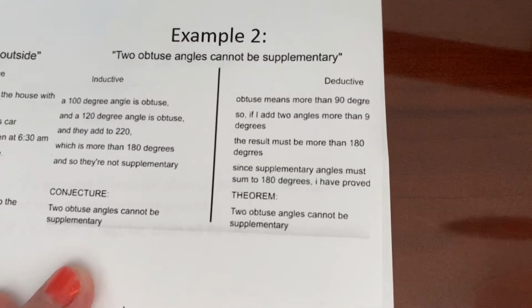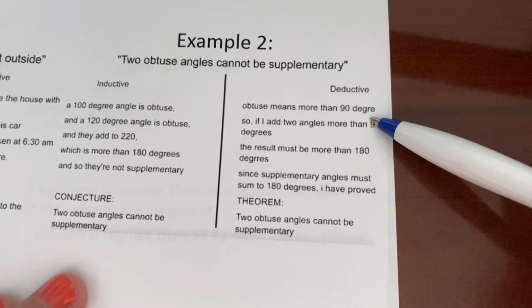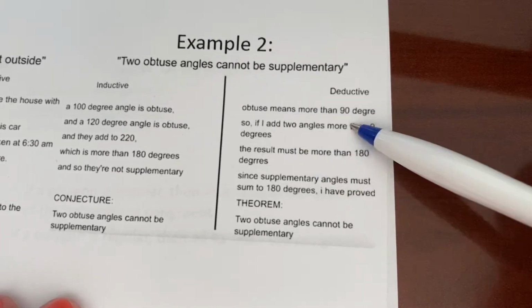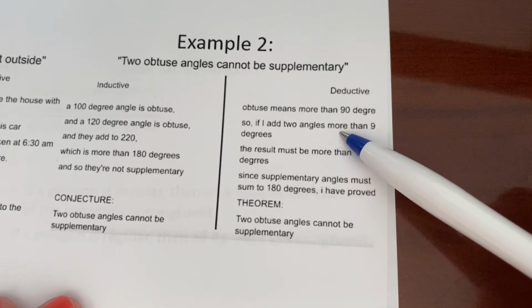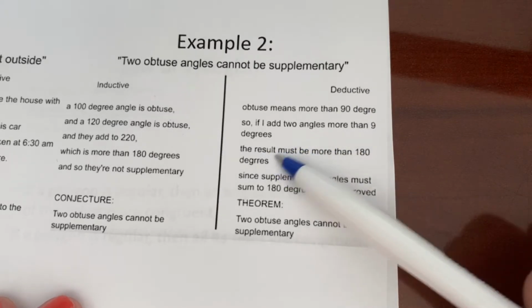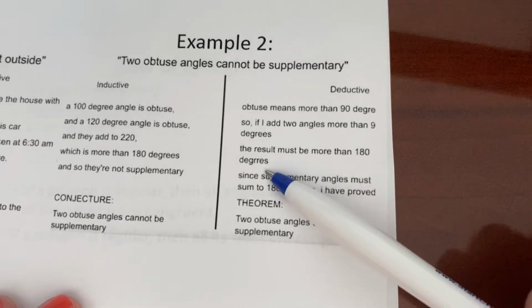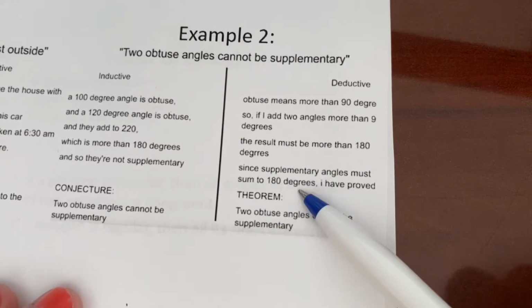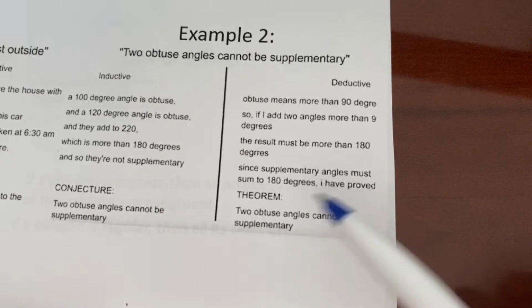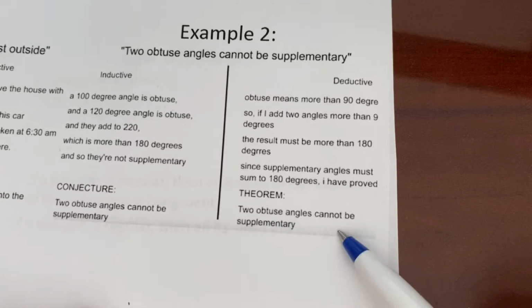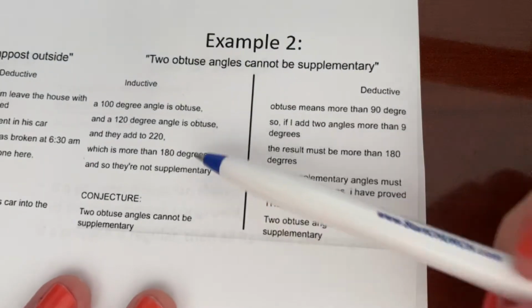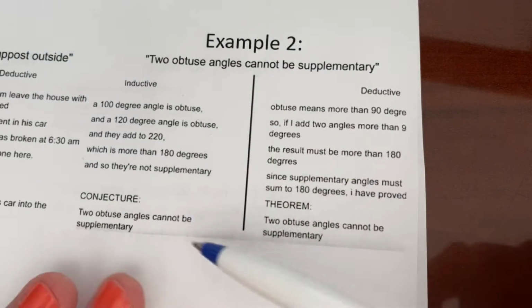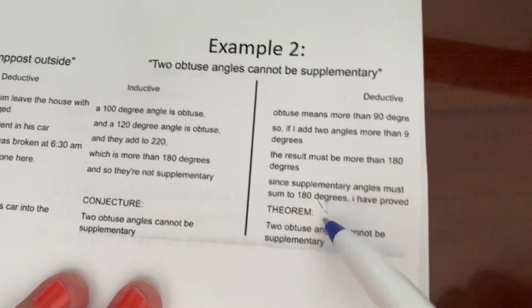Now, if you use definitions, this is deductive. Obtuse means more than 90 degrees. So if I had two angles more than 90 degrees, the result must be more than 180 degrees. Since supplementary angles must sum to 180 degrees, I have proved two obtuse angles cannot be supplementary, okay? So you're seeing this is based on definition versus this is based on an example. That's what inductive versus deductive means.